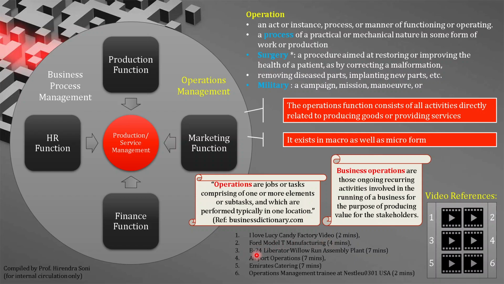The other one is the Ford Model T manufacturing, which talks about mass manufacturing, how a production line is used for manufacturing the most talked about Model T of Ford, which has actually changed the entire automobile industry. So it was a big thing in itself.